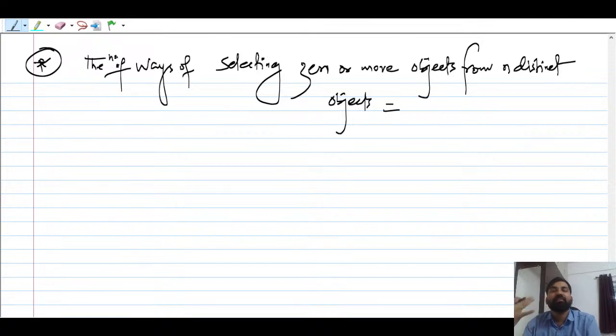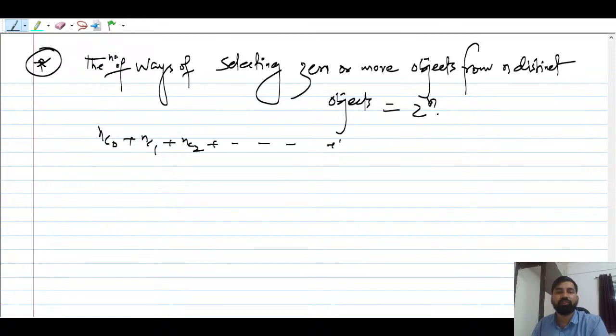What will be the total number of ways, or total number of combinations, you can say? It will be 2 to the power n. Okay, like nC0 plus nC1 plus nC2 plus nC3 plus up to nCn, right? So that will be 2 to the power n. ठीक है, 2 to the power n. Please remember this: nC0, nC1, nC2 plus and so on plus nCn, which is 2 to the power n.